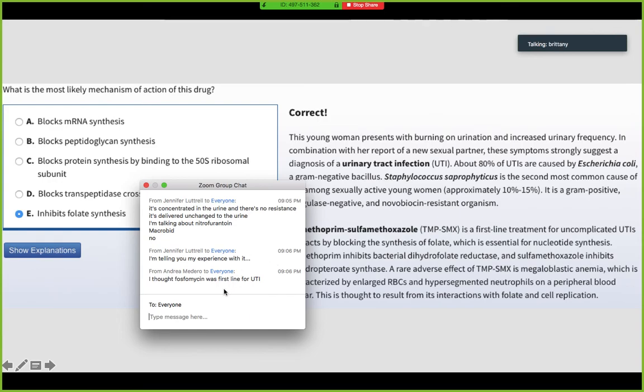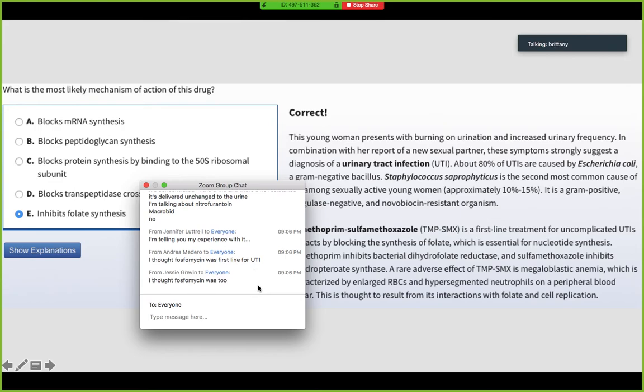I thought fosfomycin was first line for UTI. Okay, so don't let this confuse you. When you treat UTIs, there are specific scenarios in which one antibiotic might be more appropriate than the other. And so that's going to be something that you go into next year. I don't remember what was on her slide for fosfomycin, but TMP-SMX is the one you're going to see most commonly.